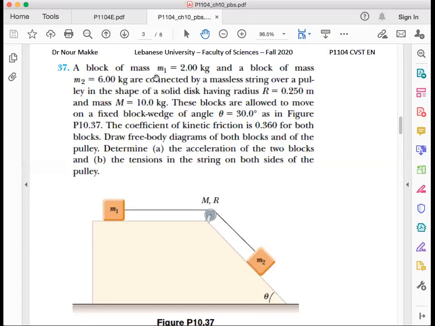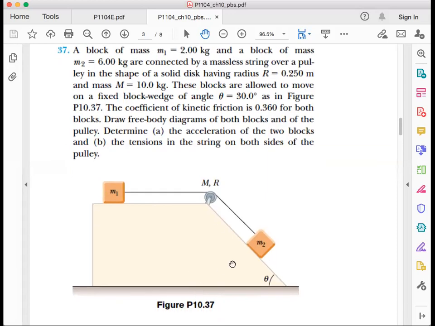A block of mass M1 equals 2 kilograms and a block of mass M2 equals 6 kilograms. As you can see, M1 and M2 are connected by a massless string over a pulley in the shape of a solid disk having radius r equals 0.25 meters and mass m equals 10 kilograms. These blocks are allowed to move on a fixed wedge of angle theta equals 30 degrees, as shown in the figure below. M2 is on an inclined plane that is connected to a flat surface where M1 is sitting.